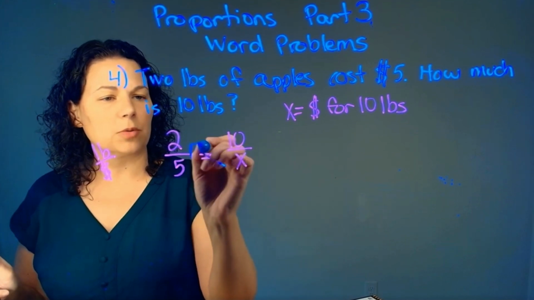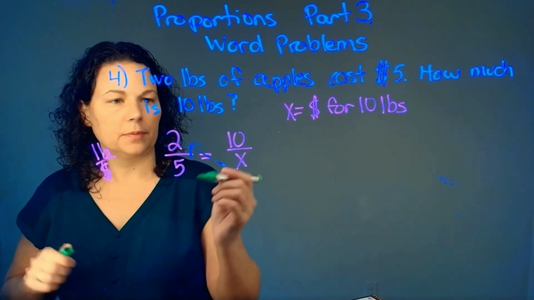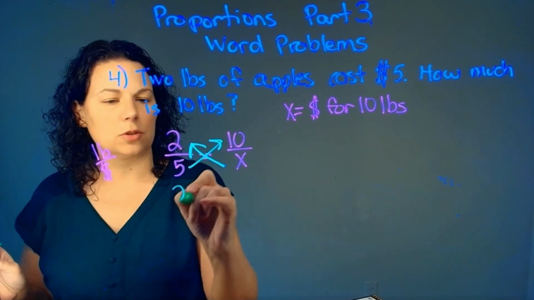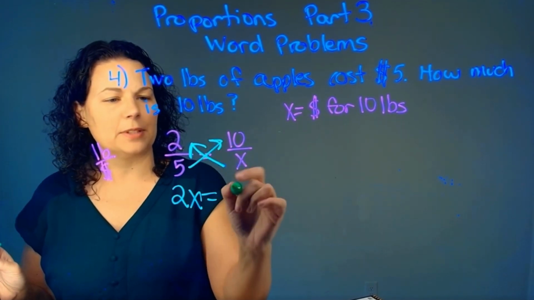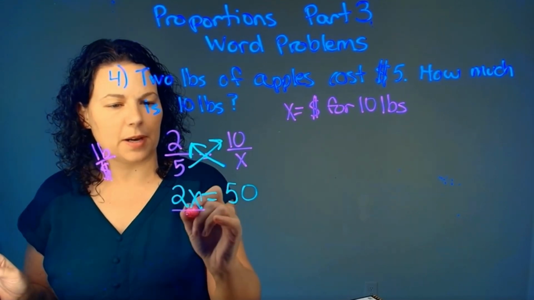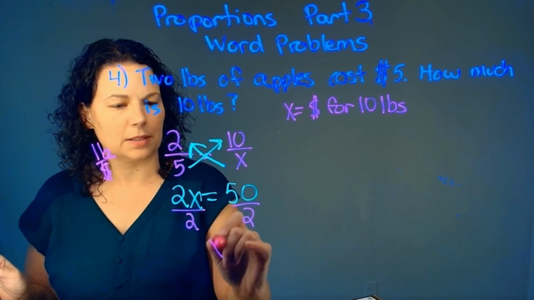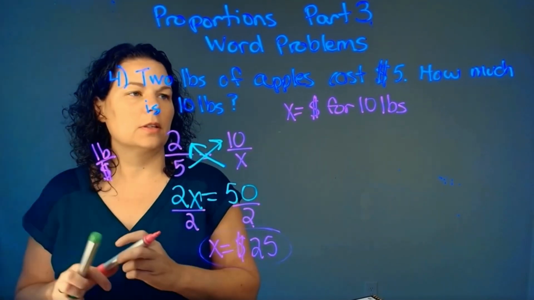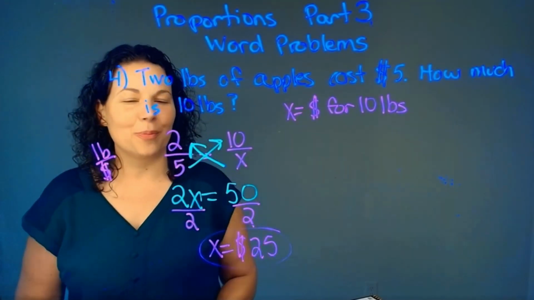So to solve this, we cross multiply. X times 2 is 2x. 5 times 10 is 50. Then we divide both sides by 2 to get the x by itself. So $25 for 10 pounds.